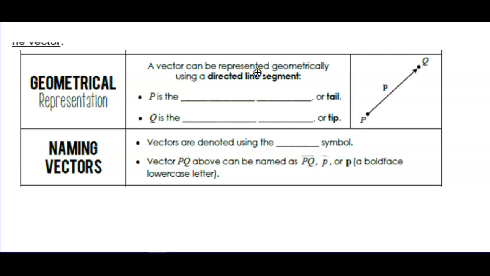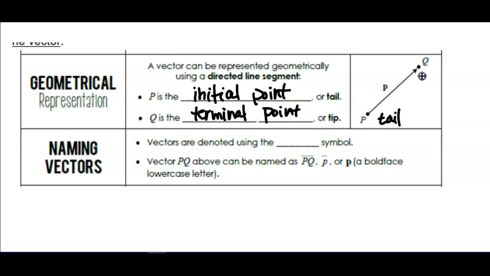First of all, a vector can be represented geometrically using a directed line segment. The P here is the initial point, also called the tail, and the Q, because the arrow goes that direction, is the terminal point, or where it ends, and it's called the tip. Okay, so this is the tail, and this is the tip.